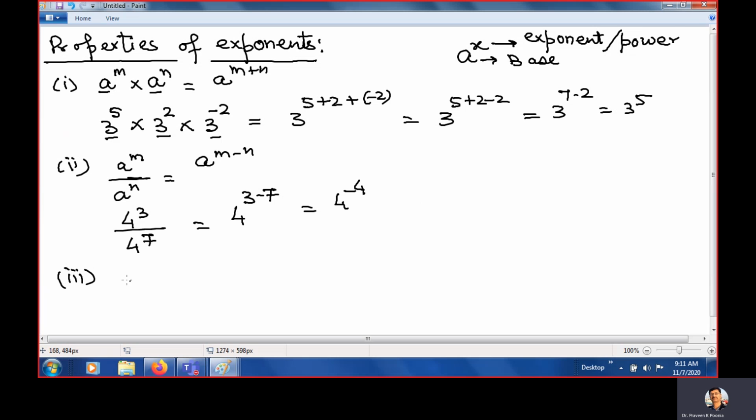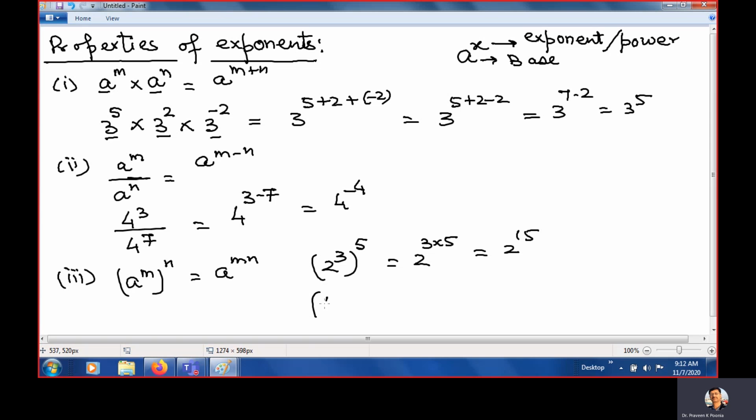What is property number 3? If a power m, power n, exponent above exponent, then the exponents are always multiplied. For example, 2 power 3 power 5. So how much will it be? 2 power 3 times 5, that is 2 power 15. Similarly, if I take 4 power minus 2 power 3, whether negative or positive, it doesn't matter. Exponents multiply: minus 2 times 3. So 4 power minus 6. This is the answer. Properties of exponents.